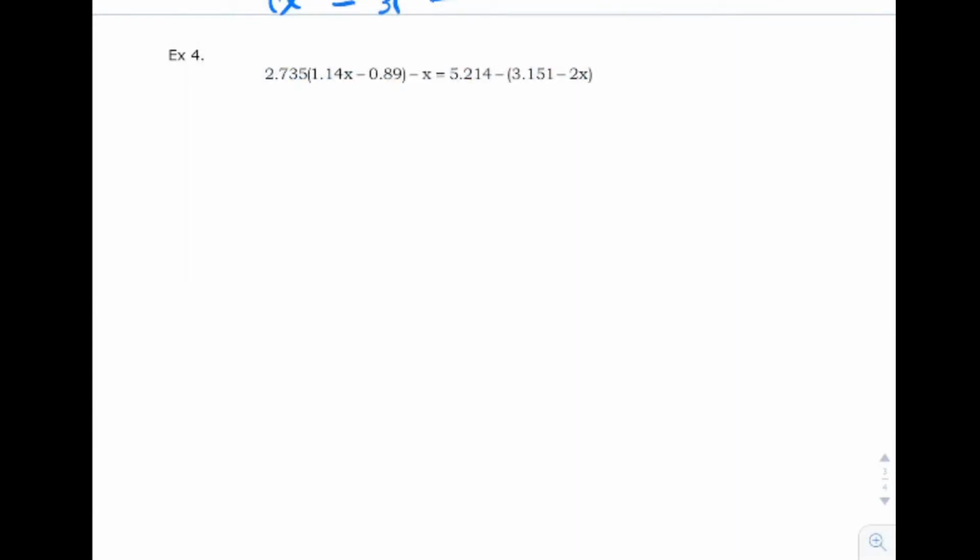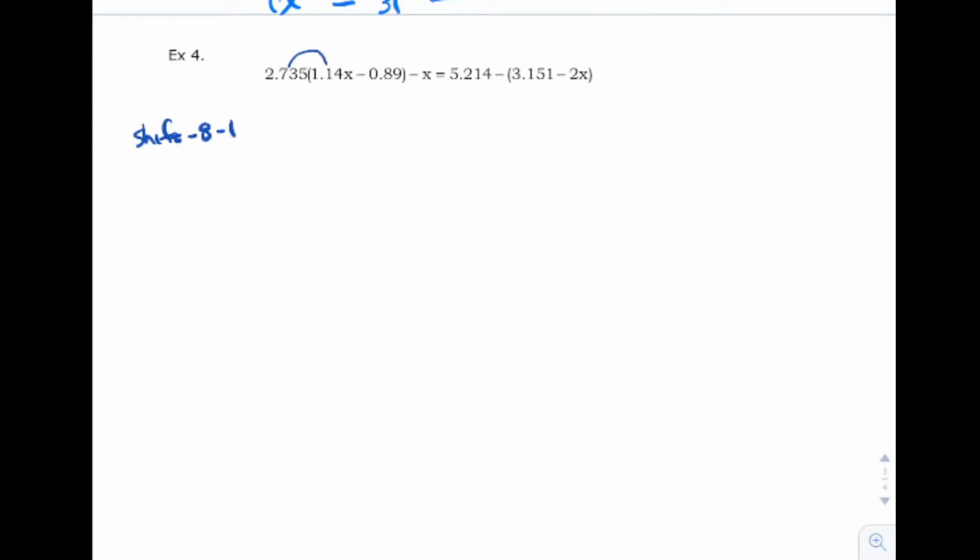So the first thing I have to do, here's a distributing situation. I have to multiply the 2.735 times the 1.14. And actually, I'm going to first take my calculator out of scientific notation, because I don't want to limit myself to 3 sig figs. For one thing, that's 4 sig figs. I don't want to limit myself, not in these problems, I don't. So I'm going to first do that.